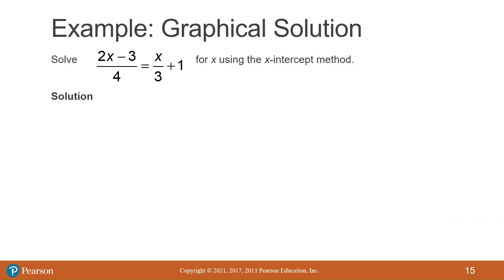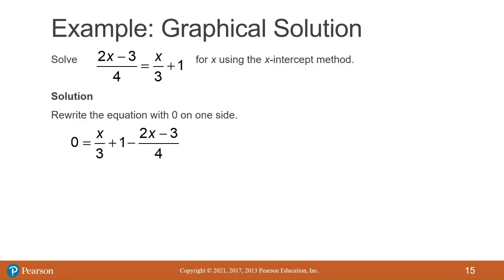So let's solve (2x minus 3) divided by 4 equals x over 3 plus 1 for x using the x-intercept method. The first thing we're going to have to do if we decide to use the x-intercept method instead of solving by hand is rewrite the equation with a 0 on one side, which means we need to get everything over to the other side.